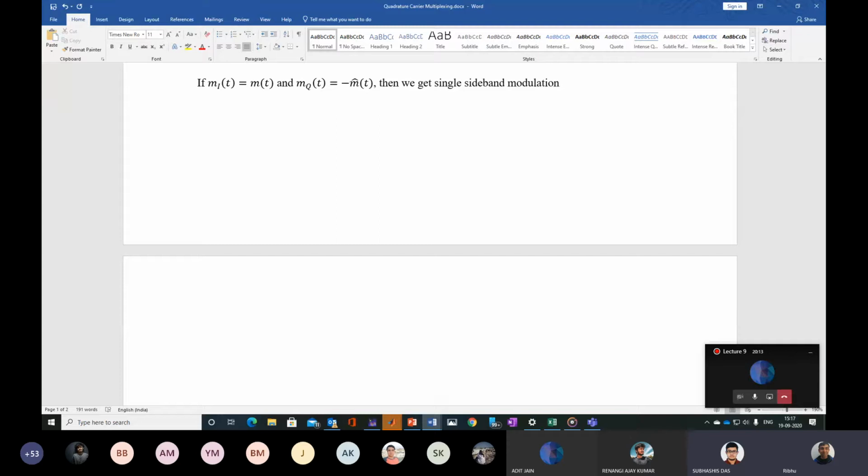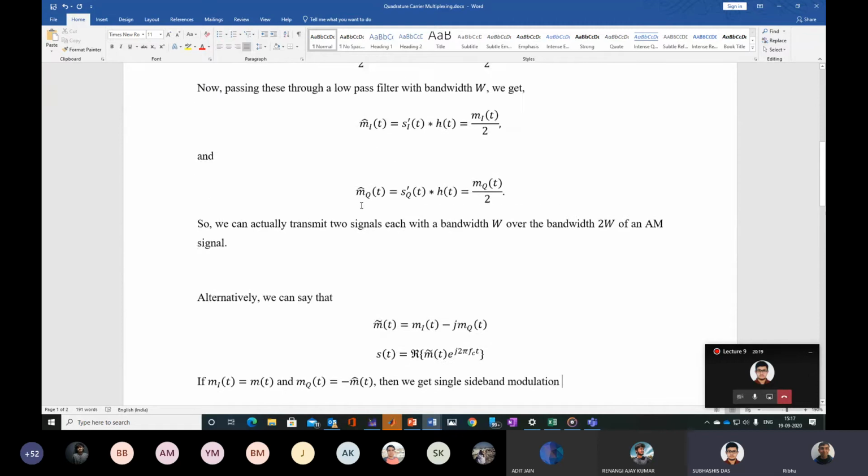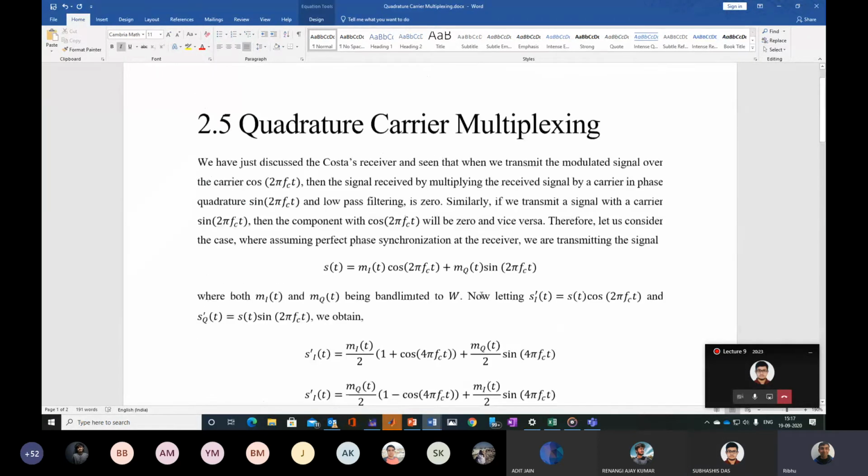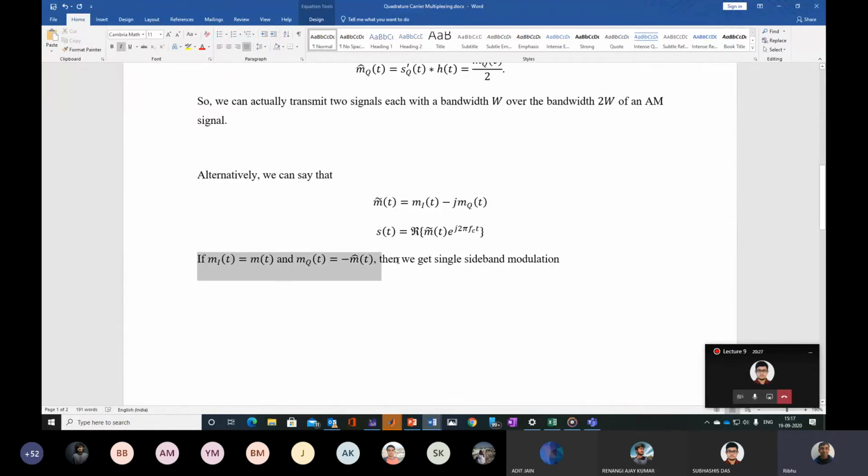So aren't we trying to send two baseband signals? Yes, we can try to send two baseband signals. That is one use of these quadrature carriers. Another use is that if we are trying to send just one baseband signal, we can try this as well.